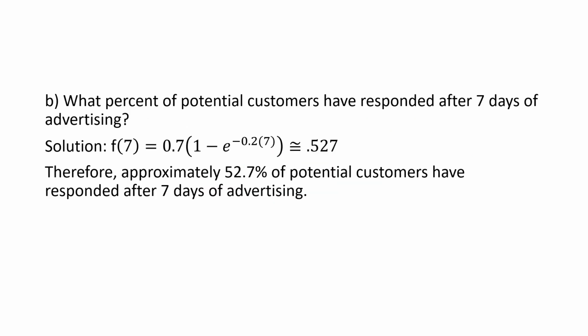Now, for part B, this is a relatively straightforward question. All they're asking us to do here is let t equal 7 and plug it into the original expression. So f at 7 will equal 0.7 times (1 minus e to the exponent negative 0.2 times 7). And letting our calculator do the hard work, that's 0.527. So that's a proportion of customers who've responded. So 0.527 is like saying 52.7%.